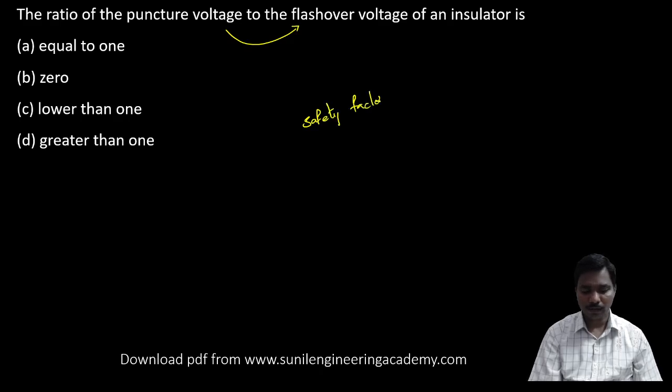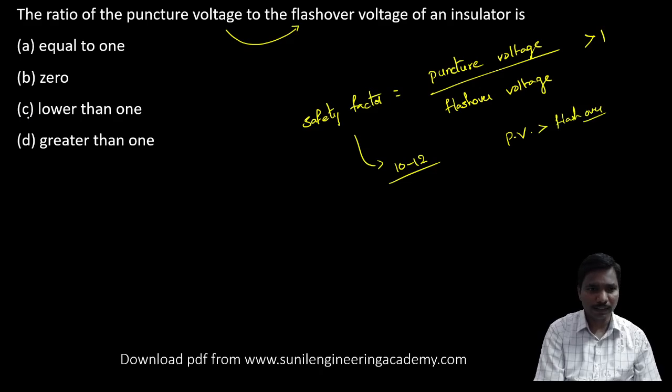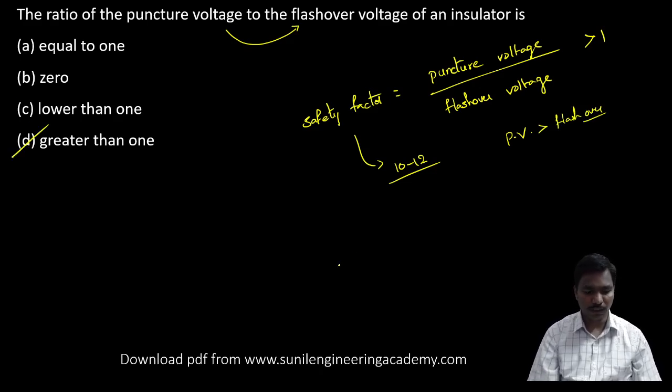Safety factor is equal to puncture voltage by flashover voltage. It is always greater than 1. Generally, we maintain the safety factor at 10 to 12. Why? Because the puncture voltage must be greater than the flashover voltage. We maintain it like that, so it must be greater than 1. So the answer is option D. Answer is option D. Okay.